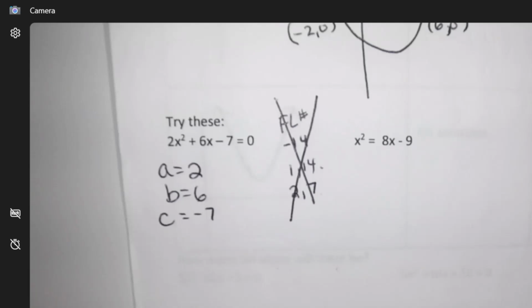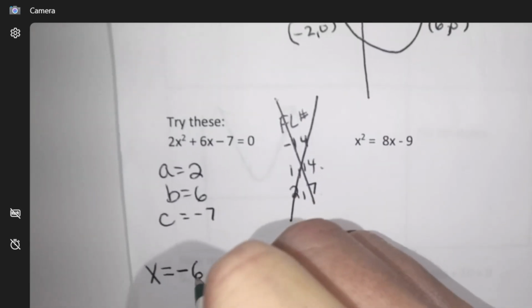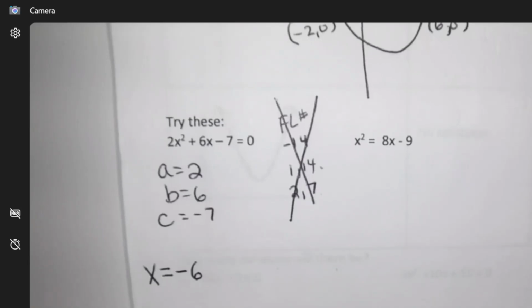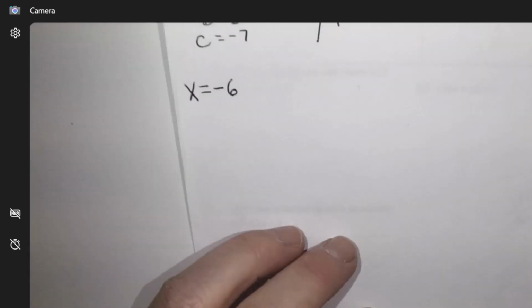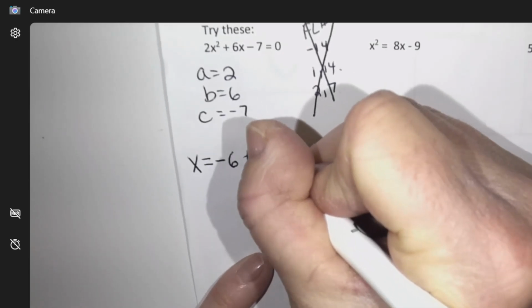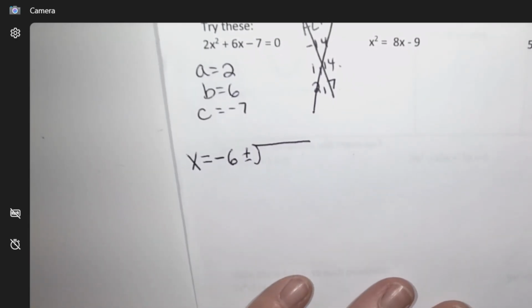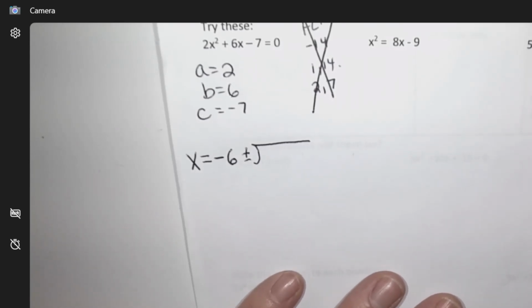Okay, so here's our values. 2 is the A, 6 is the B, and -7 is the C value. So x equals -6 plus minus the square root of what is that B value squared? I'm going to do that.